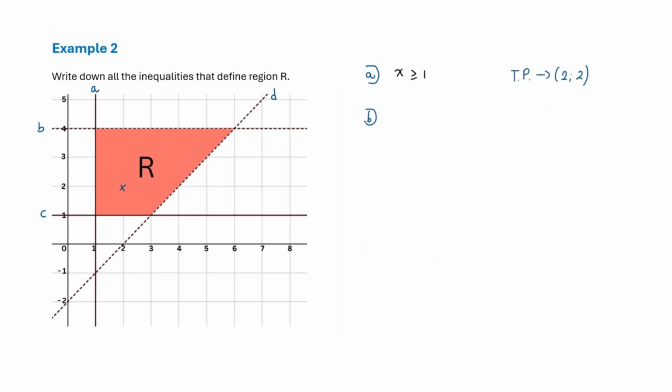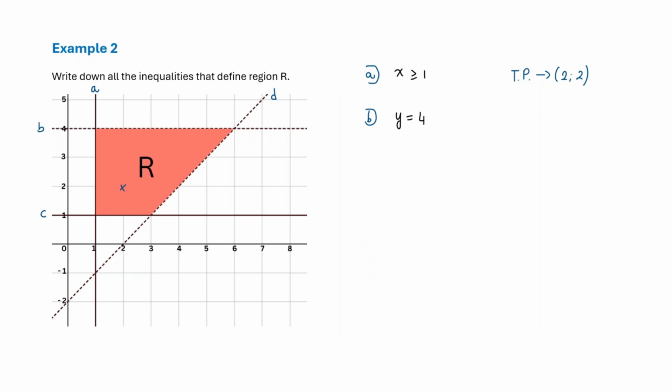Now let's move to boundary line B. This is a horizontal line. For a horizontal line, the equation is written in the form y is equal to a number. Here, the line passes through y is equal to 4. So the equation of the boundary line is y is equal to 4. The line is dashed, so the boundary is not included. This means the inequality is either y is less than 4 or y is greater than 4.